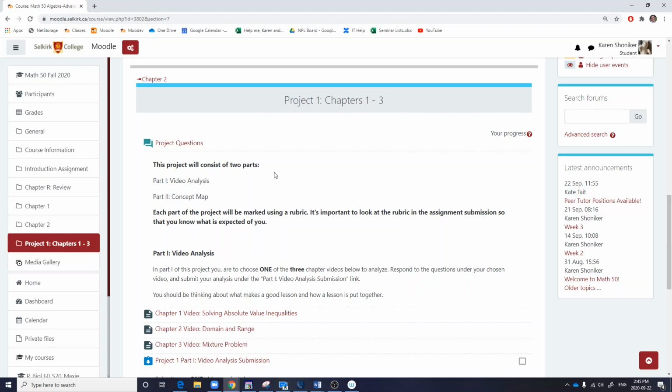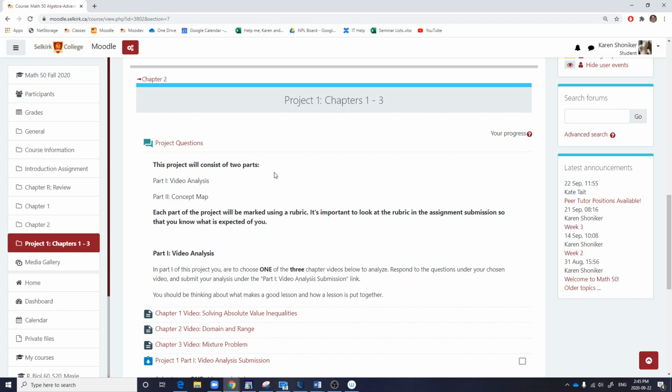They're meant to help you synthesize the material that you've learned in this course and get you to output in a different way, which is helping your brain learn and retain the information. So this project is going to consist of 2 parts. There's a video analysis and a concept map.